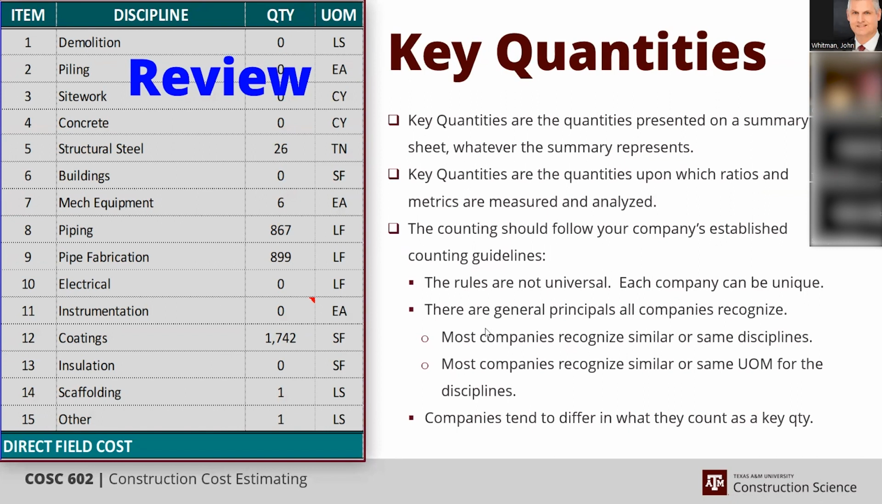Key quantities, we covered that last time. Does anybody have any questions about key quantities? The main point here is just be aware of what your key quantities are, and as you input your quantities and activities into the estimate, tailor what you input for your unit of measure for each activity so that those items that are key quantities will flow to the key quantity in the summary sheet, and everything else will not.